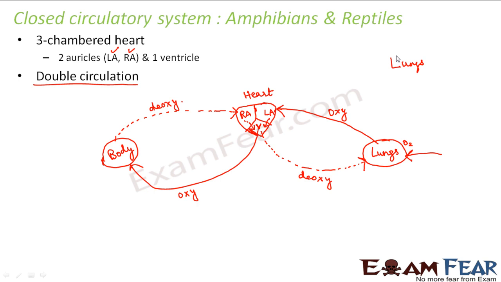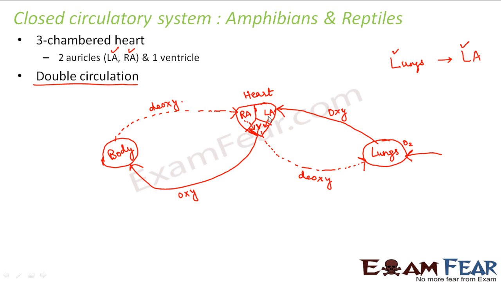L for lungs, L for left auricle. So from lungs, the blood will come to the left auricle, because auricles will always be the receiving chamber. So every time blood should come inside the auricles and blood should go out from the ventricles.